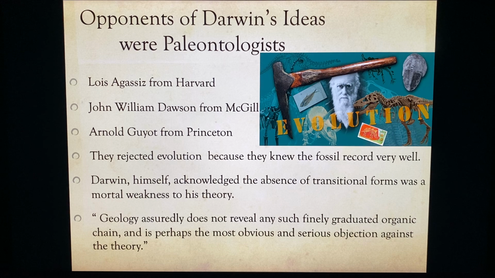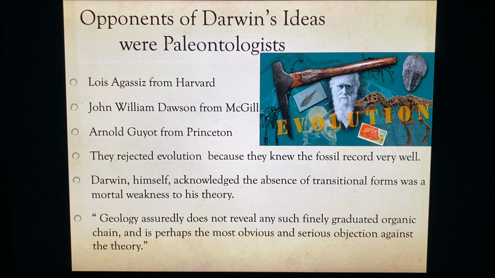Opponents of Darwin's ideas were paleontologists. What? Opponents, those who were against Darwin, were actually paleontologists studying fossils? Yes, sirree. We have Louis Agassiz from Harvard, John William Dawson from McGill, and Arnold Guyot from Princeton. They rejected evolution because they knew the fossil record very well.